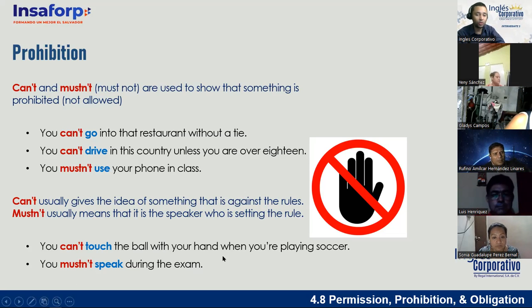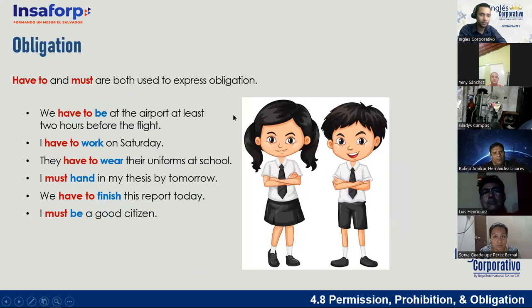That's the idea. You have two examples. You can't touch the ball with your hand when you're playing soccer. Everybody knows that. You cannot touch the ball with your hands. Only the goalkeeper can. Solo el arquero puede. De ahí nadie más. Only the goalkeeper can touch the ball with the hand, but the rest of the team can't. It's against the rules. And the second example is, you mustn't speak during the exam. Now, this is a rule set by the person speaking, in this case, the teacher or the professor in a university. That's the thing.